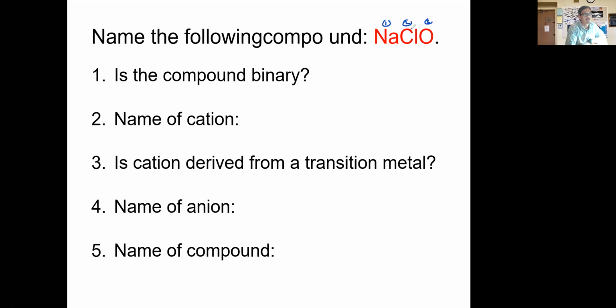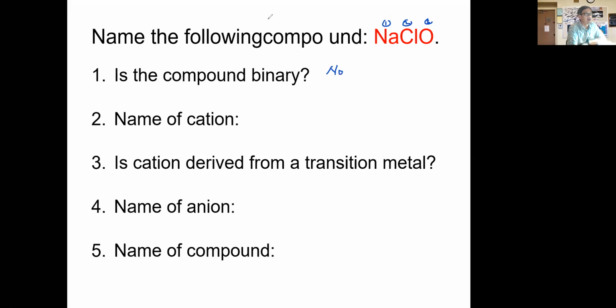So sodium, chlorine, oxygen. So we have three elements in here. This is not a binary compound. All right, with that said, it is an ionic compound because we have a metal portion here and this non-metal portion. Chlorine and oxygen are the non-metals here, but we do have the metal portion right here.